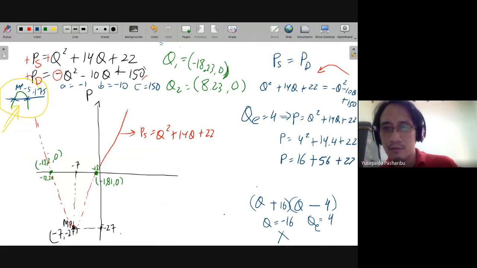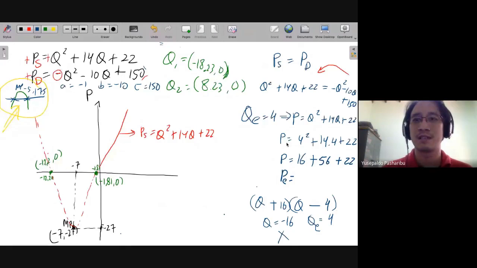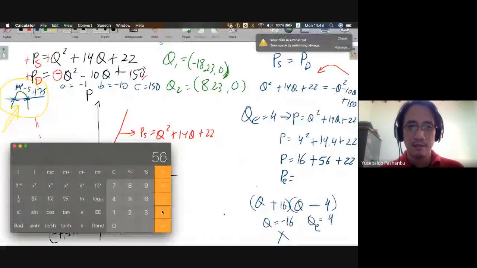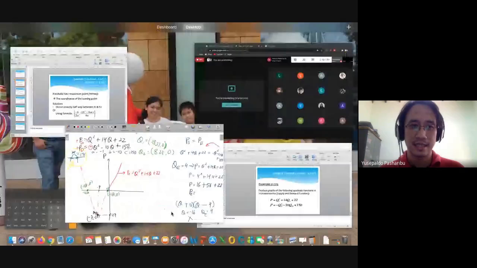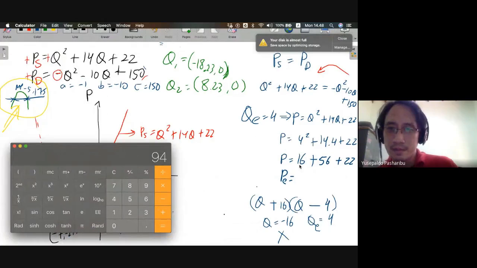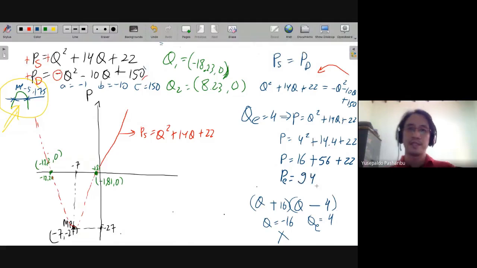22. The result for P equilibrium equals 16 plus 56 plus 22, which is 94, and QE is 4. So we have all the coordinates that we need.